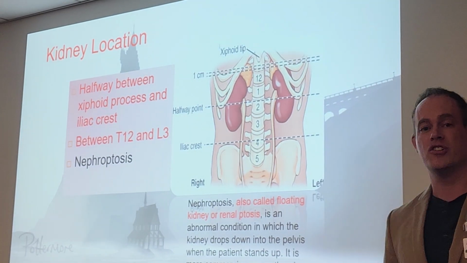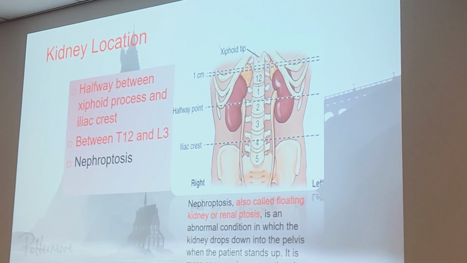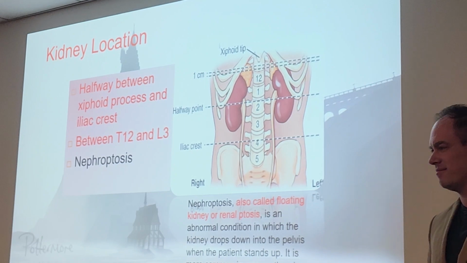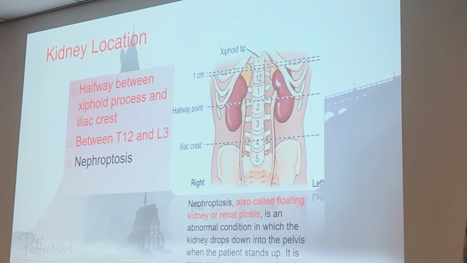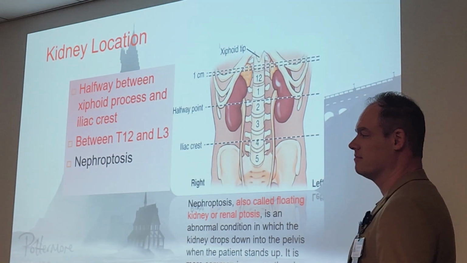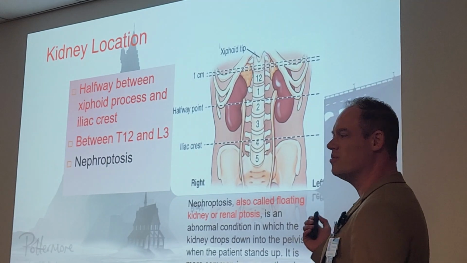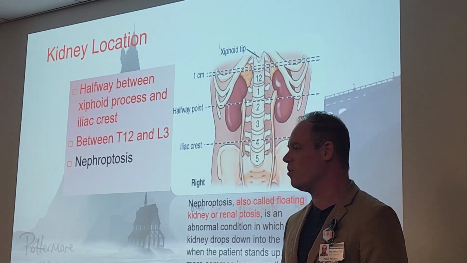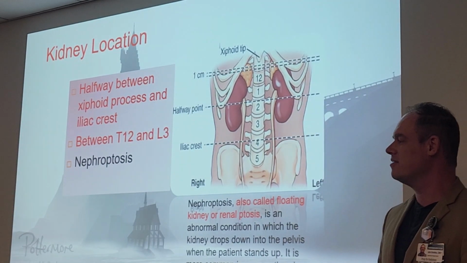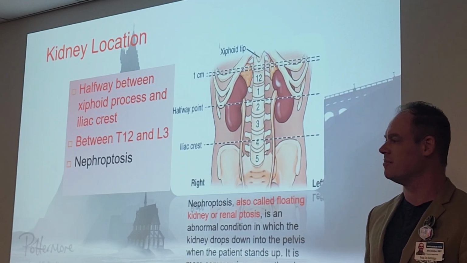It's an abnormal condition where the kidney drops down into the pelvis when the patient stands up. So something to do with gravity actually pulls the kidney all the way down to the pelvis, but when you lay down or sit down, it goes back to its normal spot. It's really weird. Floats around. And it's more common in women than in men. It's something to do with the connecting tissues. It's just not holding it in place well. But when you stand up, it'll really just drop down to the pelvis.